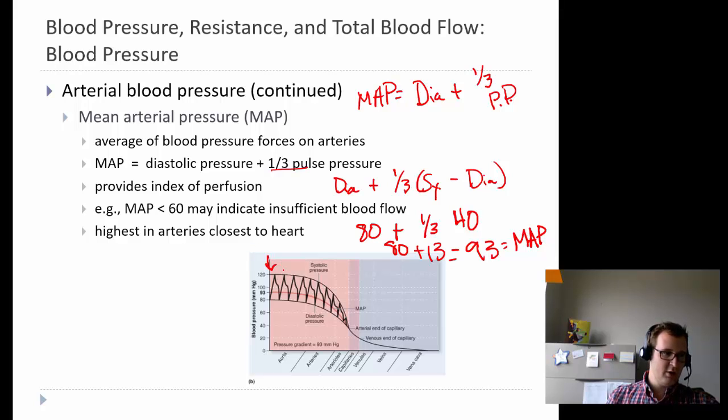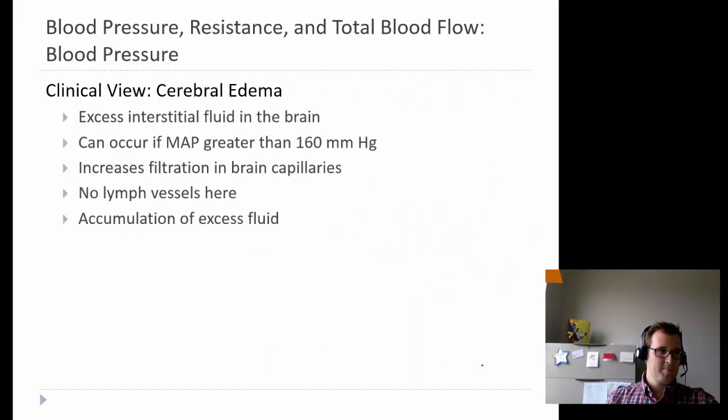The closer you are to the heart, the more it's going to experience the high pressures, and the further away from your heart, the less it's going to experience them. And so the pressure is going to change as it moves through our vessels. If we have a very high mean arterial pressure, greater than 160, which is enormous, since it was 93 for an average human, in our brain we don't have lymph vessels to carry off this extra fluid. This can result in accumulation of fluids in our brain, which is termed cerebral edema, which is very dangerous.